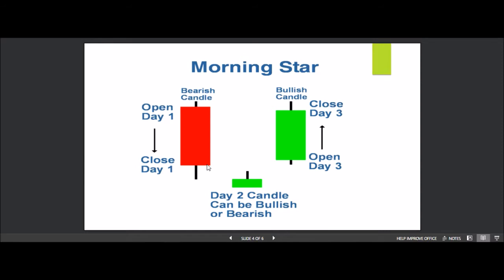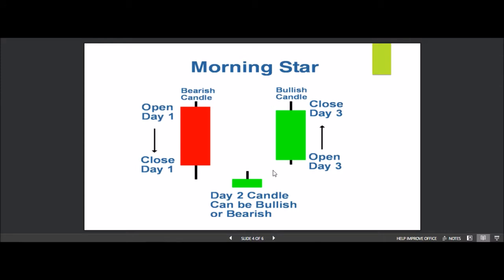The next day, what happens? Price gaps down. This one ends up forming a green candle, but again, like we said, it can be red, green, black, or doji. Doesn't see a ton of price movement. Opens or closes slightly above where it opened. So day 2 candle can be bullish or bearish.